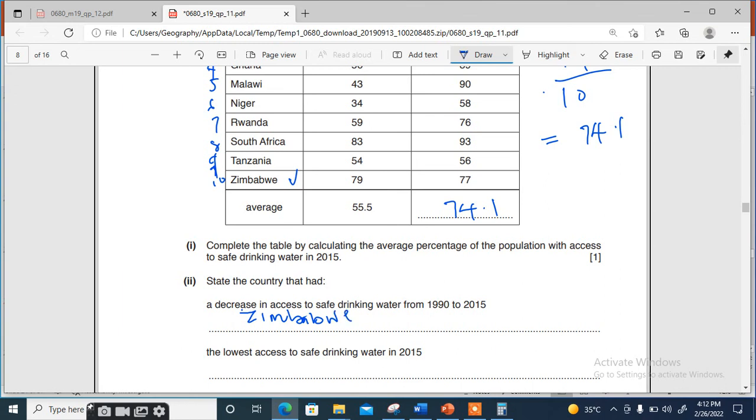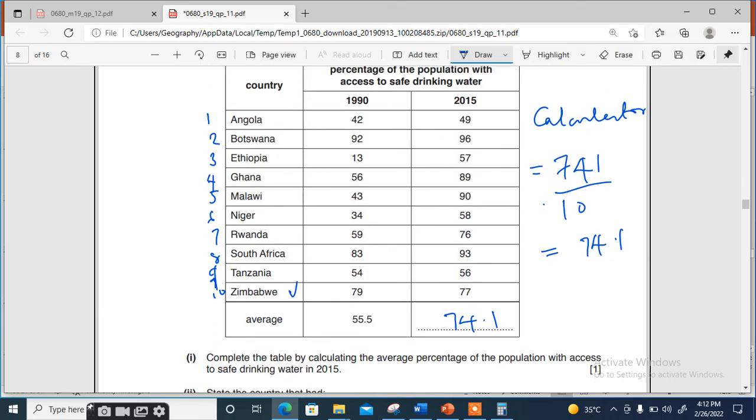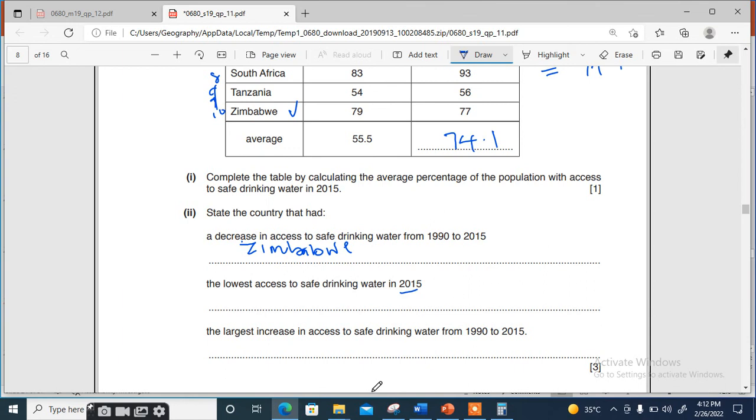Then state the lowest access to safe drinking water in 2015. The country with the lowest access to safe drinking water in 2015. Let's see. Lowest access to safe drinking water. Do I have anything lower than 40? No, so 49, that's 2015, is Angola. So Angola. Come down, write it. So what I have is Angola.